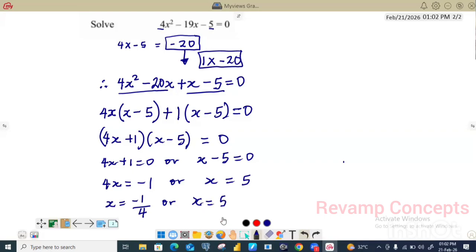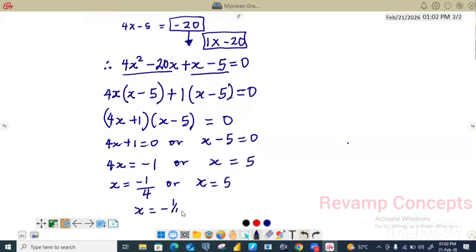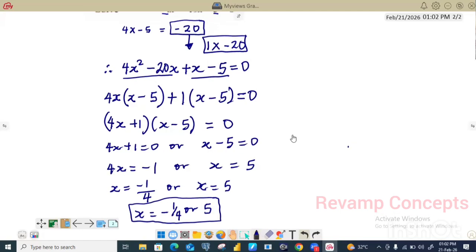So our final answer will be x equal to -1/4 or 5. That makes sense. This will be our final answer. I want to believe that is very clear, right? Yes, sir. Okay, let me move it also that you can.